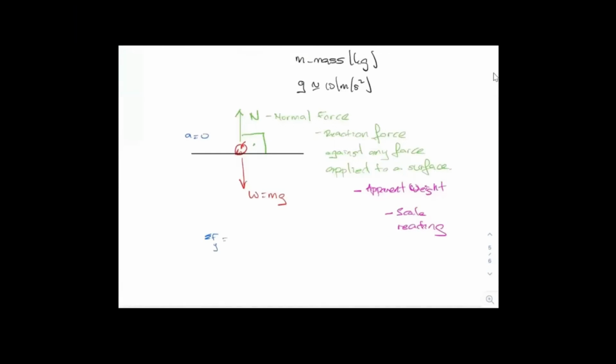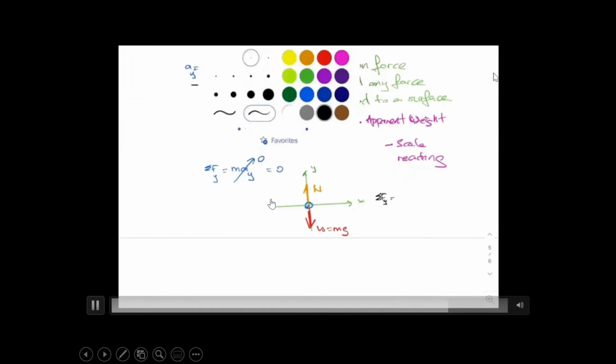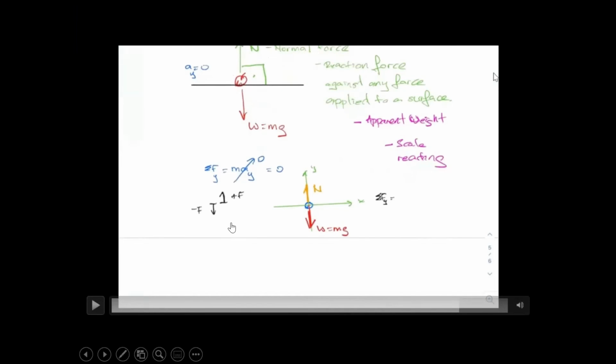So the acceleration becomes zero along the y direction, which means the net force in the y direction is zero whenever a falling object hits the surface and comes to a stop. We have to do a force summation in the y direction. W is in the downward direction, and the normal force is in the upward direction. Up is positive and down is negative, so N is positive and W is negative.